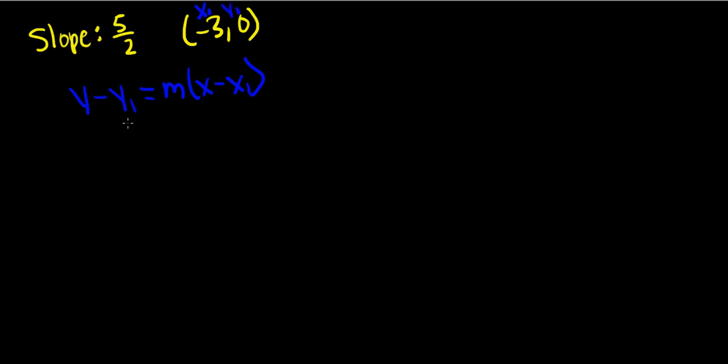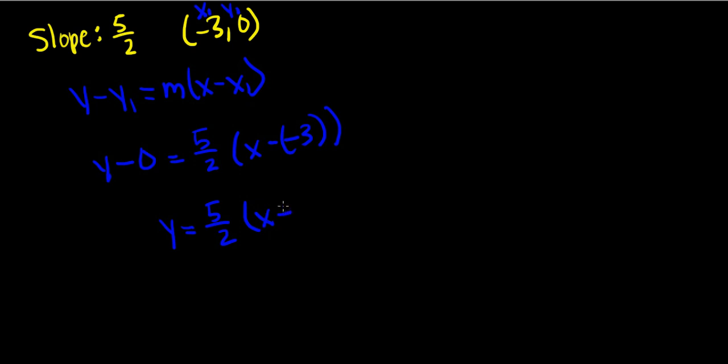Now let's plug in the information that we have. So y, we keep the y, so y minus y1, which we can see is 0, equals m, which is the slope, so 5/2, parentheses x minus x1, and x1 is -3, so minus -3. We can simplify this equation a little: keep y minus 0, the 0 can go away, equals 5/2, parentheses x plus 3.